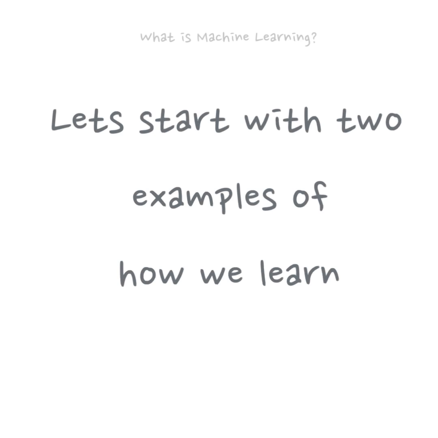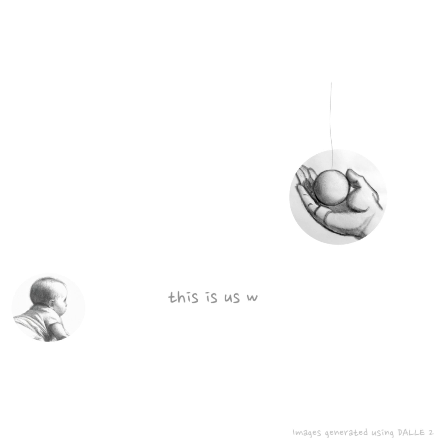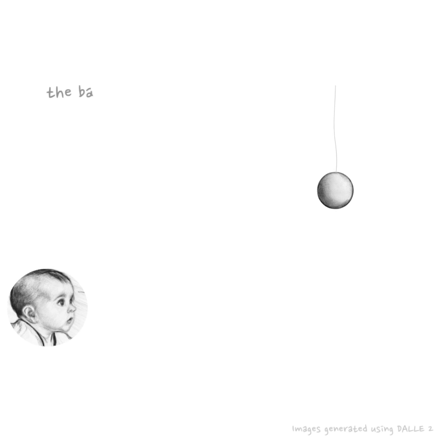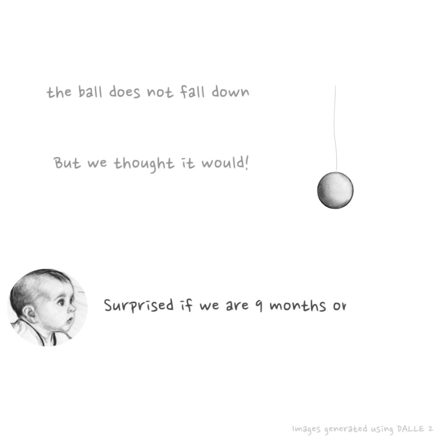Before we look at machine learning, let's start with a couple of examples of how humans learn. If someone played a simple trick on us when we were 9 months old. The trick is, they pretend to hold a ball, which is hanging on a thin thread that we can't see. Then, when they let go of the ball, and the ball doesn't fall down, we would be very surprised.